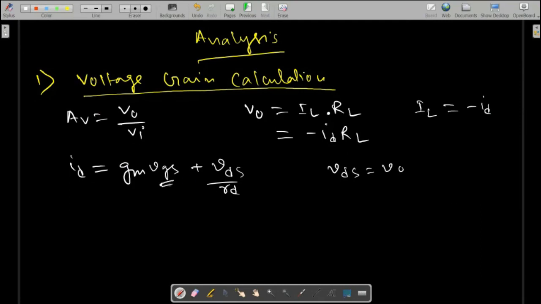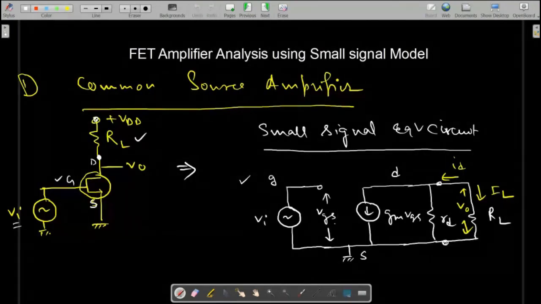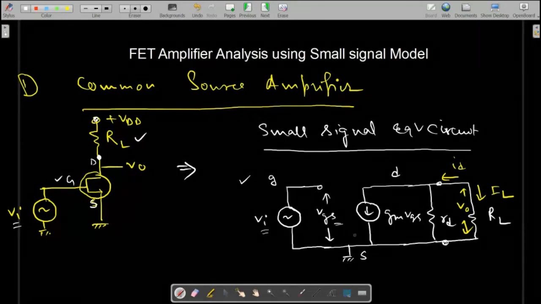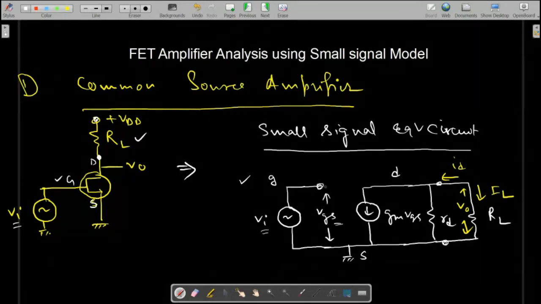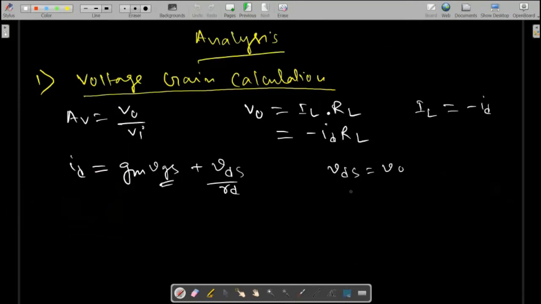What about VGS? Can we say VGS equal to VI? The voltage between this point and this point is exactly the same because it is open. So VGS equal to VI. Just put that. So ID equal to GM VI plus V0 by RD. This is the value of ID.